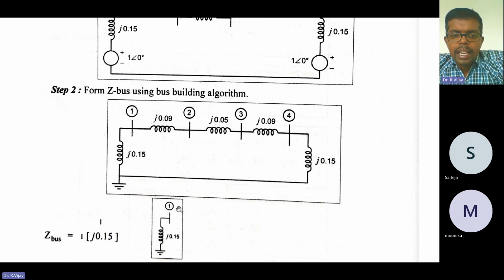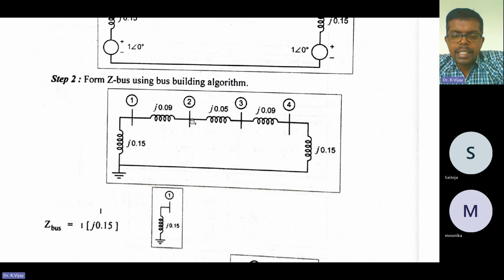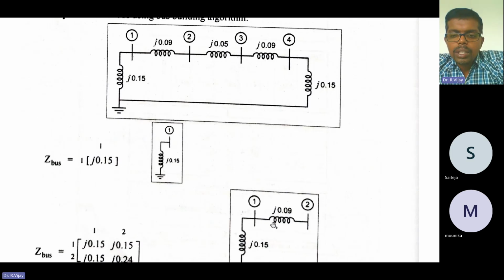Next, from here, you have to consider 2 as a new bus, and 0.09 is the element that is connected. So this is a new bus. Now 2 is the new bus.